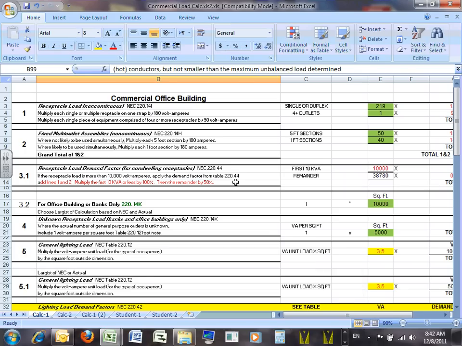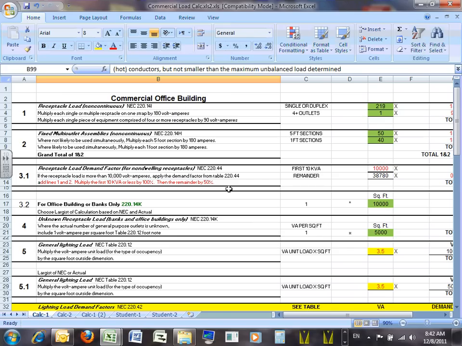Let's go ahead, guys, and start doing the load calculation for the commercial building. You have an Excel sheet of the file in front of you. When we do load calculation for a commercial building, there are separate types of loads that we put in a commercial building.